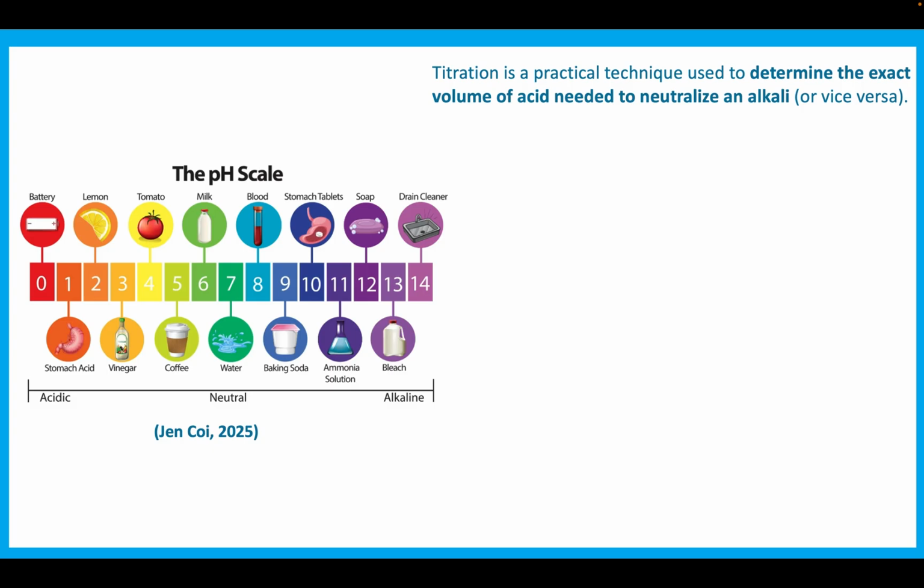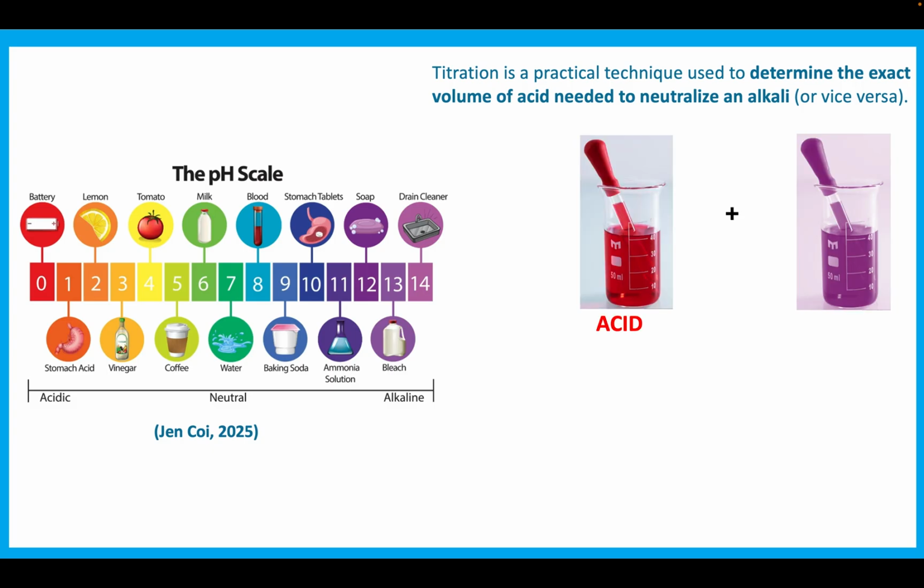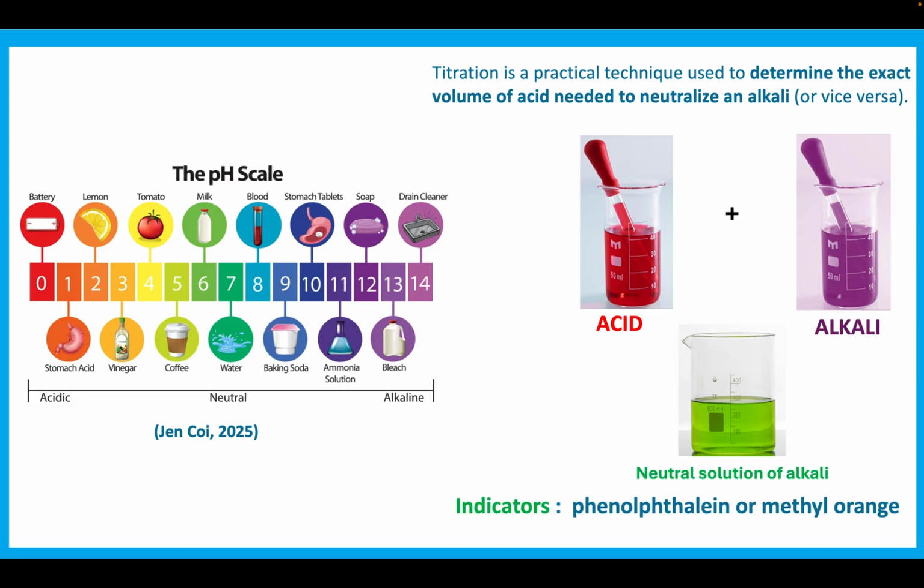In titrations between a strong acid such as hydrochloric acid and a strong alkali like sodium hydroxide, methyl orange or phenolphthalein are commonly used as indicators.